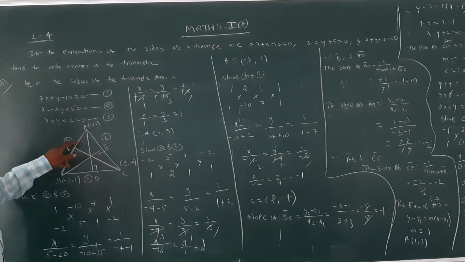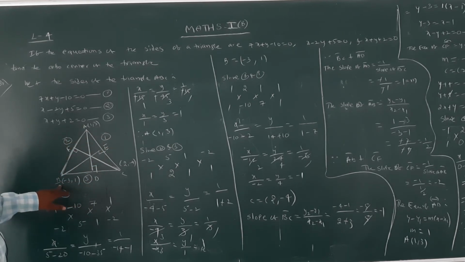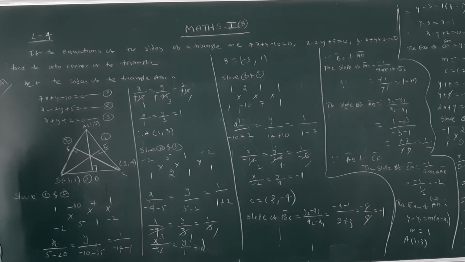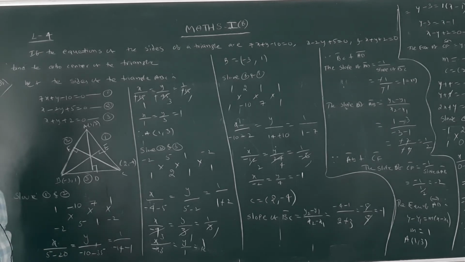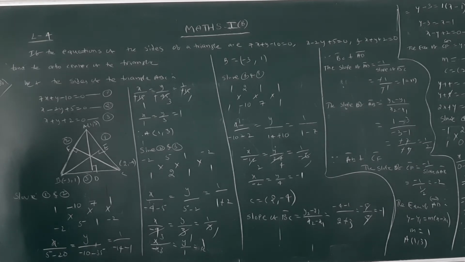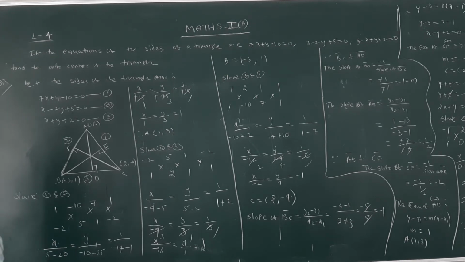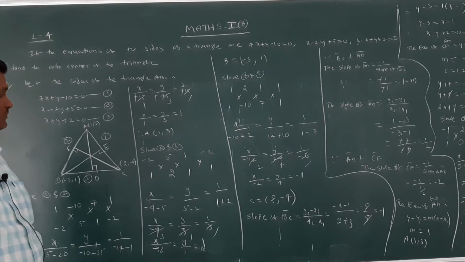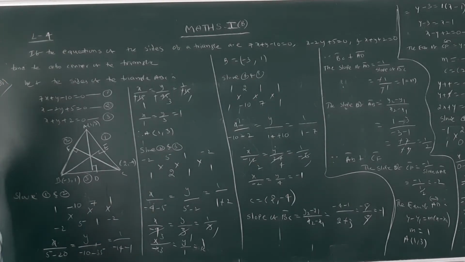Solve 1 and 2, we get the vertex A. Solve 2 and 3, we get the vertex B. Solve 3 and 1, we get the vertex C. Use the cross multiplication method. We find the vertices: A is equal to (1, 3), B is equal to (-3, 1), C is equal to (2, -4). The first part is completed.